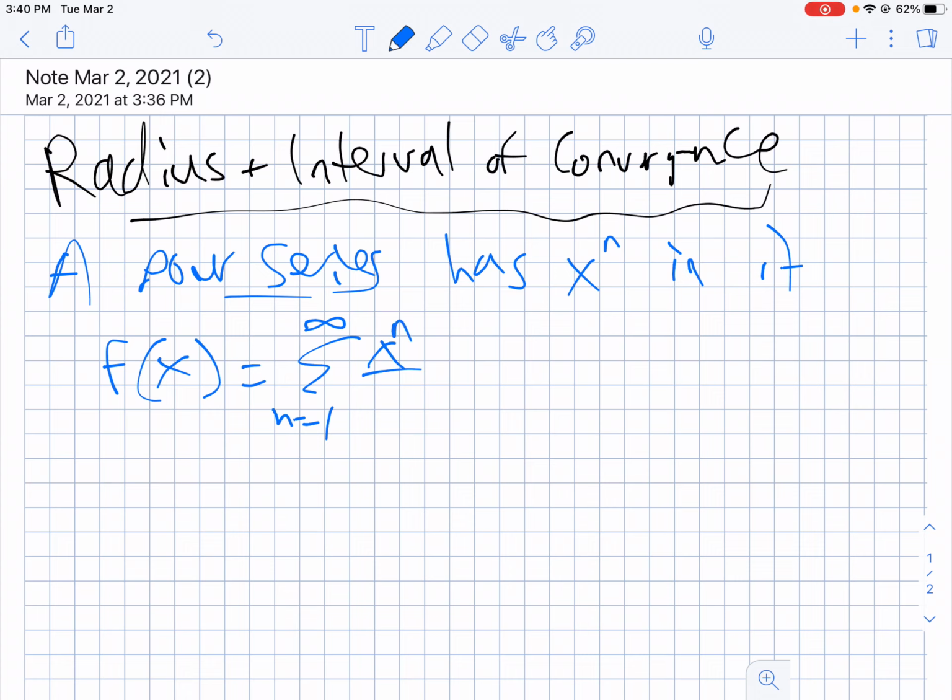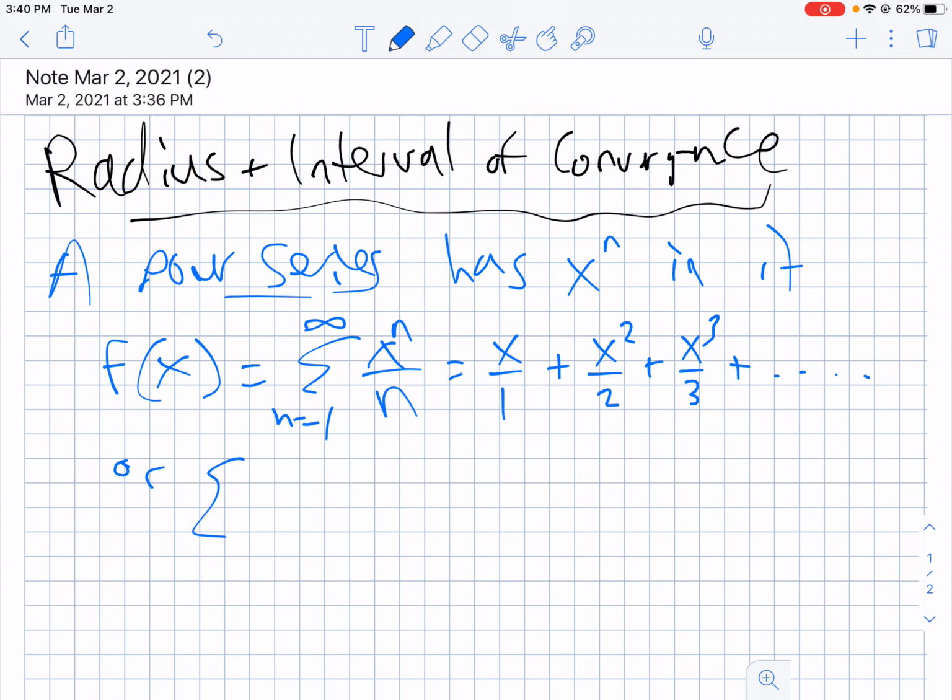So something like this, like just a basic power series. So x to the n over n. So just like before, it's still an infinite series. So when you plug in n equals 1, it's like x over 1. When you plug in n equals 2, x squared over 2. Plug in n equals 3, x cubed over 3, and then so forth. Okay, so that's an example of a power series.